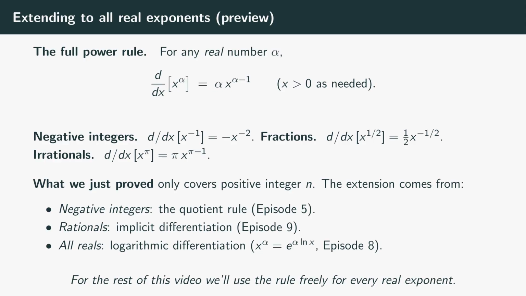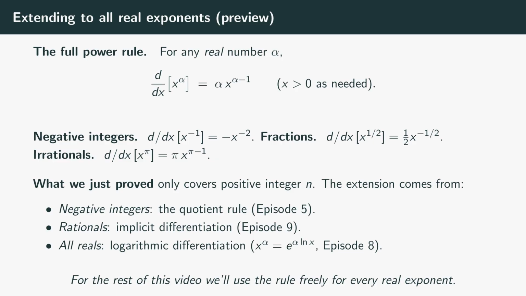The rule we just proved only covers positive integer exponents. The good news is that the same rule works for every real exponent. The derivative of x to the negative 1 is minus x to the minus 2. The derivative of x to the 1/2, the square root, is 1/2 times x to the minus 1/2. The derivative of x to the pi is pi times x to the pi minus 1. Same pattern. Bring the exponent down, subtract 1.